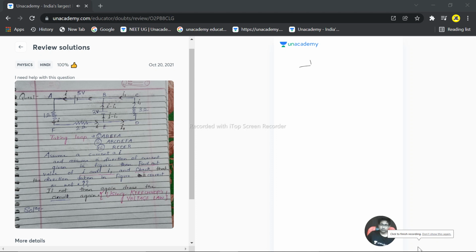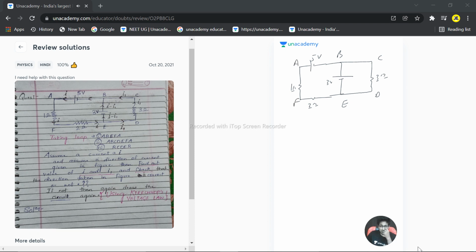So we have a circuit here. This is a 5 volt battery. This is a 1 ohm resistor and this is a 2 ohm resistor. Further, this is a 3 volt battery we have, and here we have a 3 ohm resistor, and that's it. This is CD, BE, and AB, AF.